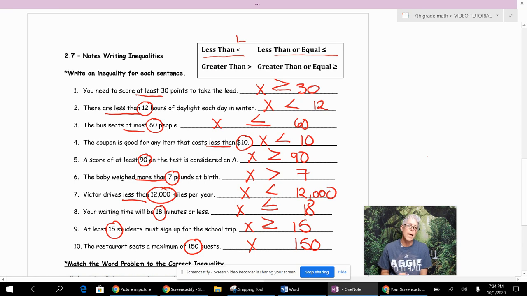The restaurant seats a maximum of 150 guests, a maximum. So can it fit 150 guests? Yes. So I have the equal sign there. Might it do more than that? No, you can't have more than the maximum, but it can be less. So I'm going to use the less than or equal to symbol.